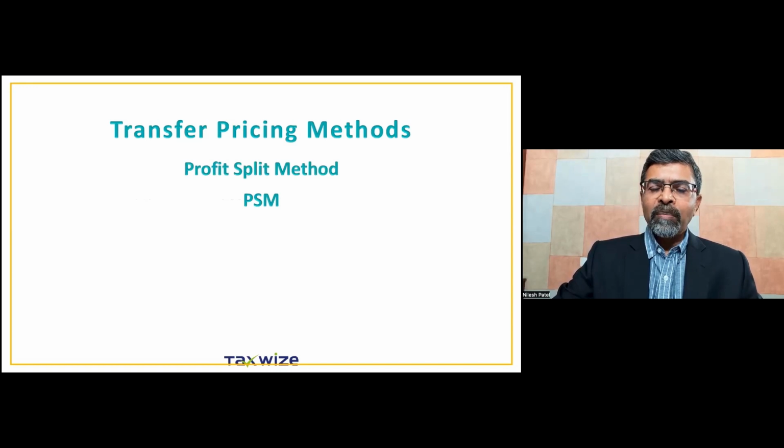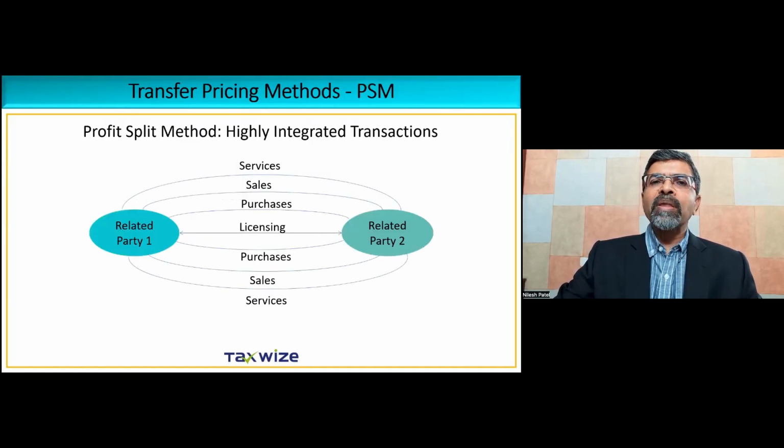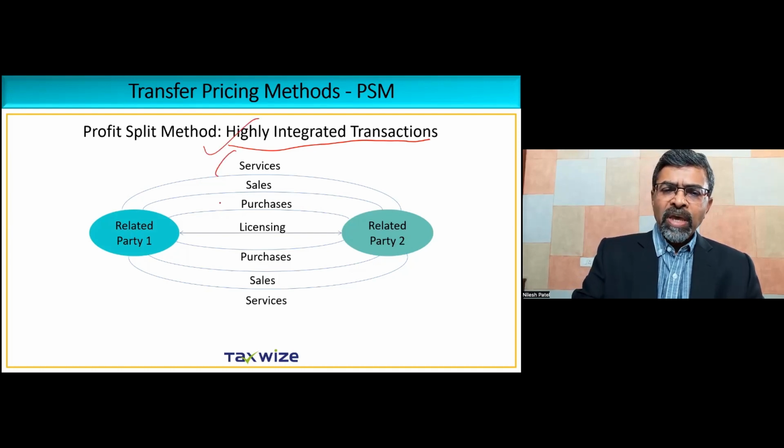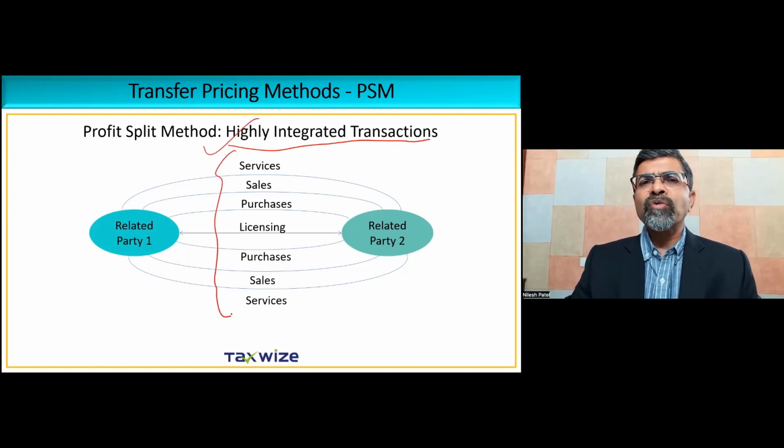Then we next have profit split method. Profit split method is used in specific cases of highly integrated transactions. See here, a lot of transactions are going on simultaneously. Services, sales, purchases, licensing of intellectual property, etc. between related parties. In such highly integrated transactions, profit split method is an appropriate method.